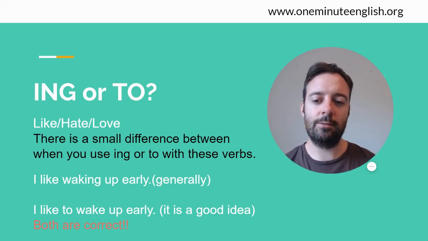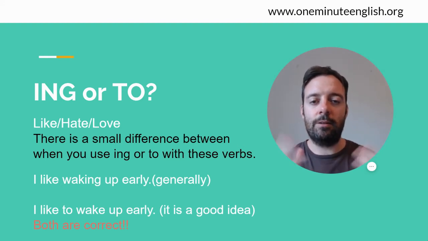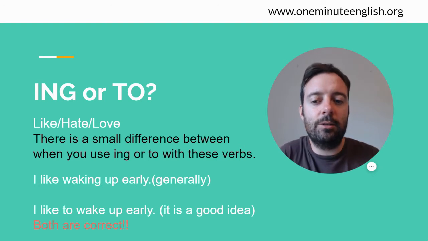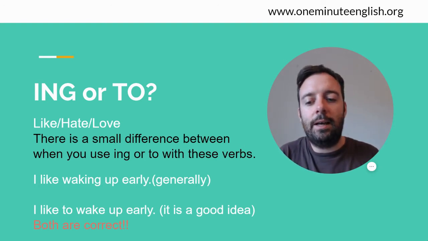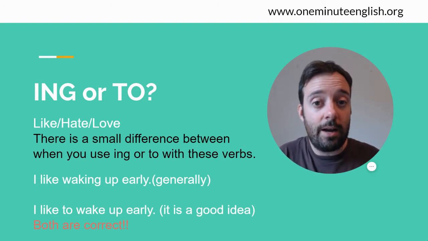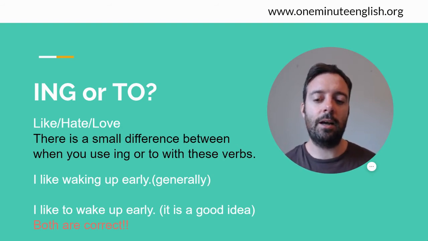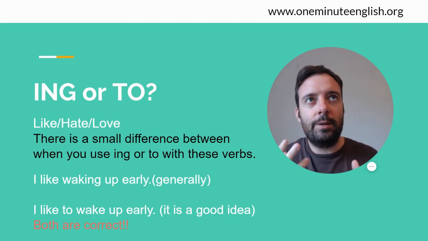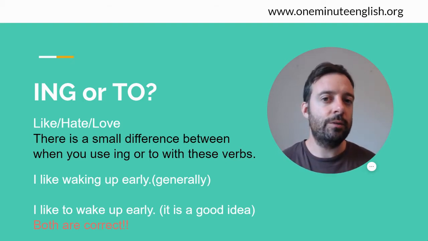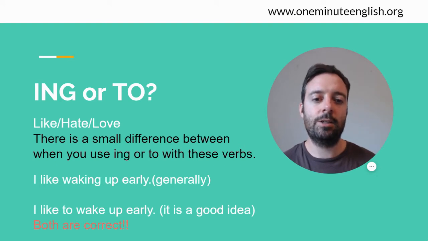Okay, so let's look at some examples. I like waking up early. Okay, so it just means in general. When we want to say that you like something generally, you use the ing form. But if you want to use the to form, then you say, I like to wake up early. Okay, so it's something that is your preference, right? You think that it's a good idea. So both are correct here.